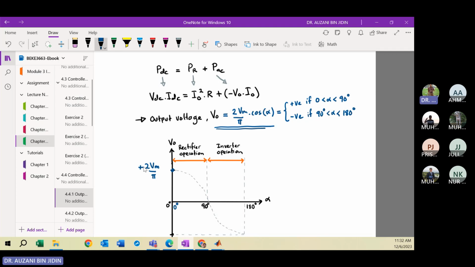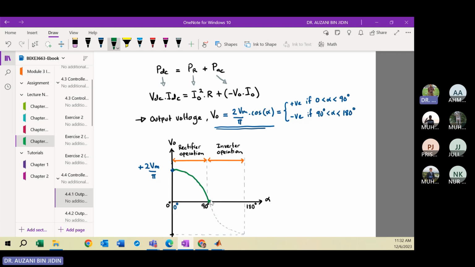Then you try to set the alpha from 0 to 90. So actually you can get this profile of the output voltage. I deliberately made this a dash line. So when you set your angle to 90, the cos term will be 0, so your output voltage will be 0 at this point.